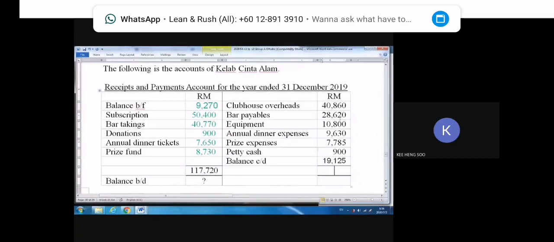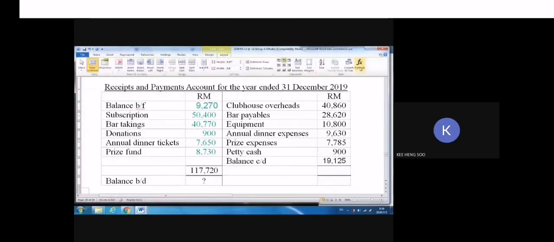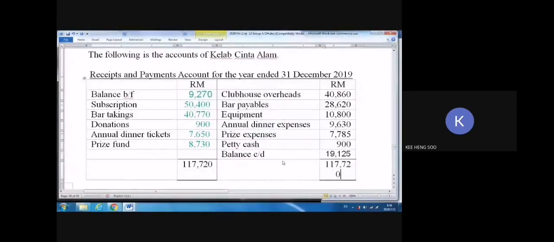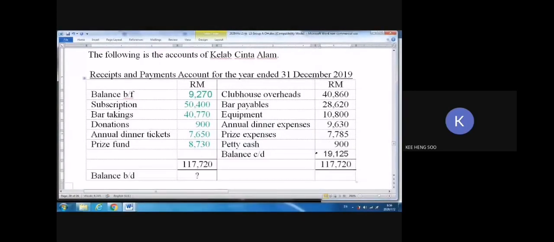I worked it out, so we can get the same answer. Yes. As long as you can get the same answer, it's correct already. So this is called the balancing figure for the bank account, 19125. So now I want you to take a very short break, and then we are going to go through this question, with the working all here already.